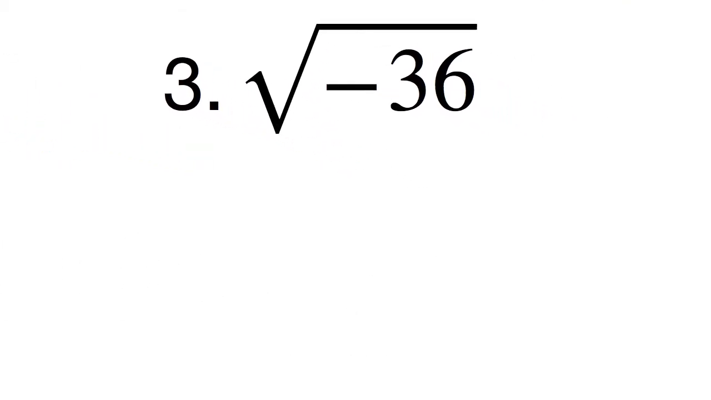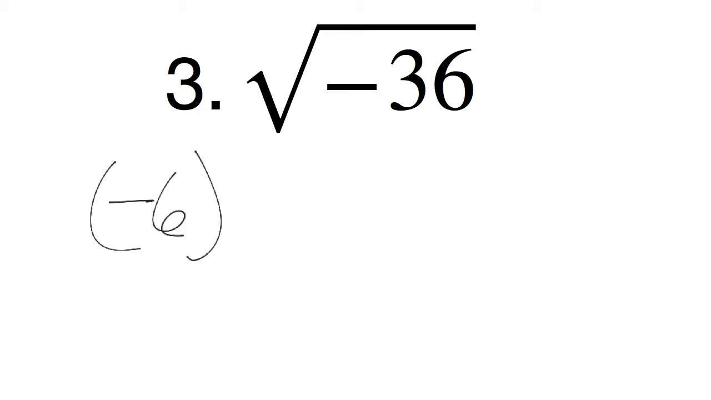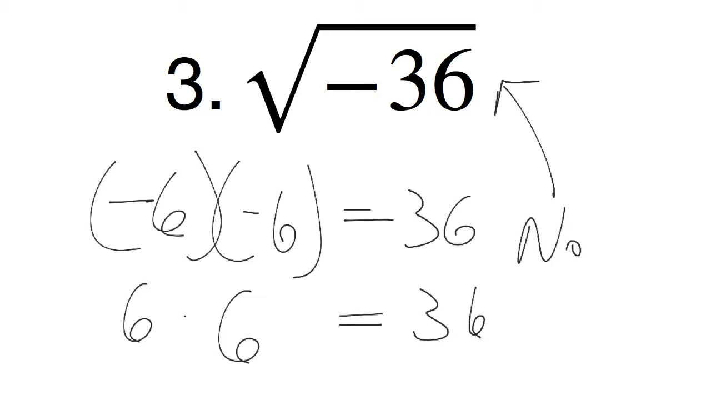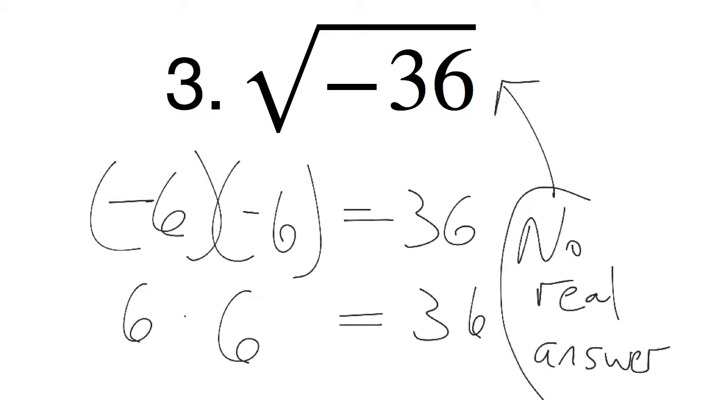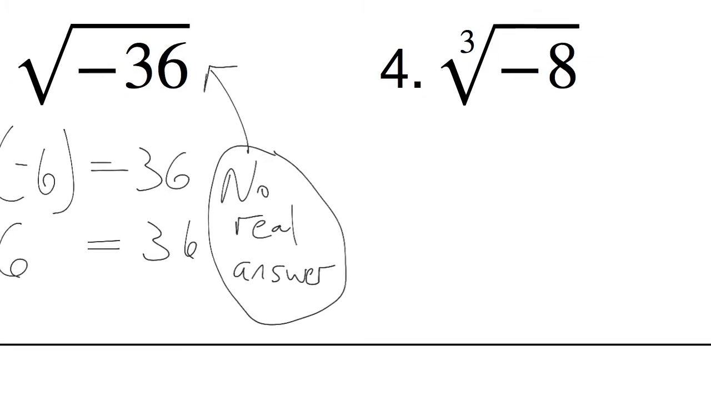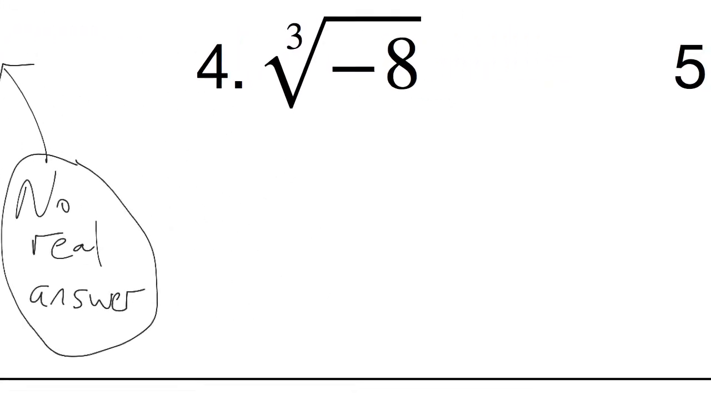Number 3. What times itself is negative 36? Well, that's kind of different because negative 6 times itself is still 36. It's still positive. And 6 times itself is still going to be positive. So actually there's no easy number that you know of so far that we're going to talk about that when you multiply itself you get negative 36. So there's no real answer. There's actually an imaginary number that is the answer, but for right now I'm going to say there's no real answer. No real number times itself is going to give you a negative 36.